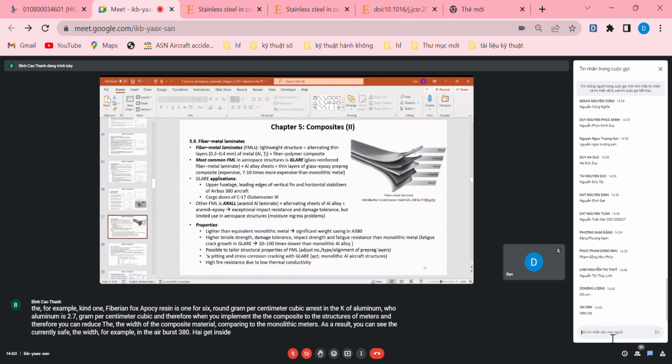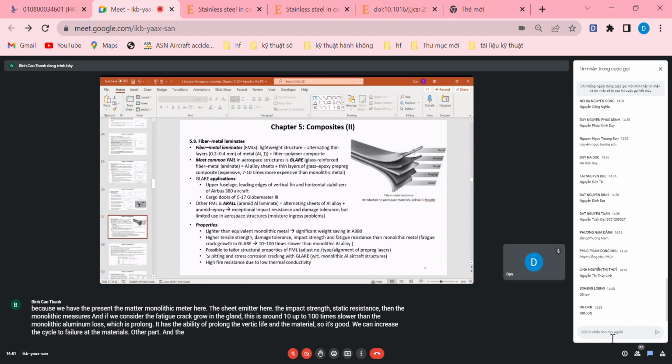Fiber metal laminates have higher tensile strength and higher damage tolerance, because we have the sheet of monolithic metal here. They also have better impact strength and fatigue resistance than monolithic metals. If we consider the fatigue crack growth in GLARE, it is around 10 up to 100 times slower than in monolithic aluminum alloys. It has the ability to prolong the fatigue life of the material, so it's good. We can increase the cycles to failure of the part.